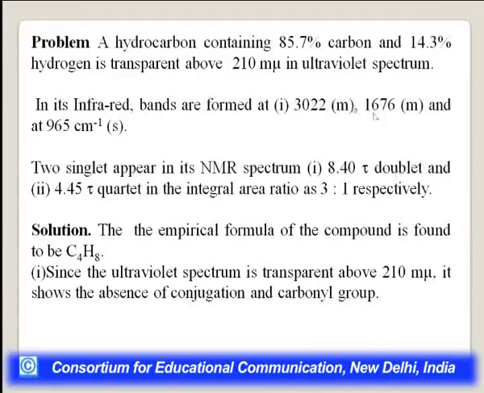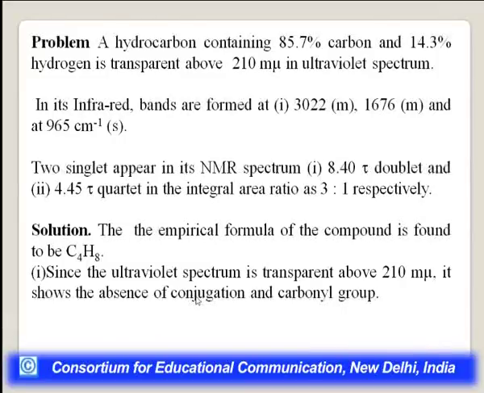The empirical formula from this calculation, that is from carbon and hydrogen, comes out to be this. How can you calculate oxygen? Simply subtract this percentage from 100. If it comes out 0, you can see this is the 100, so no oxygen atom will be there. If some difference is there, then obviously oxygen can be there. Since the ultraviolet spectrum is transparent, it shows the absence of conjugation. So you immediately have an idea that if it shows the transparent value above this, it shows the absence of conjugation.